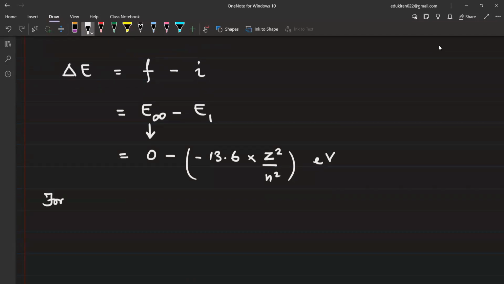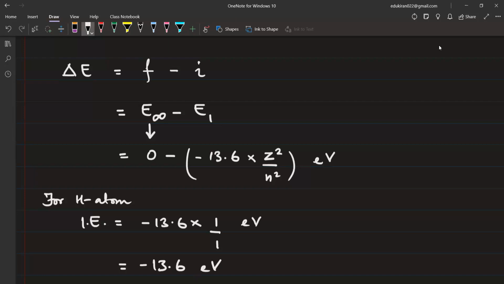For hydrogen atom, negative and negative will get cancelled, and ionization enthalpy will be equal to minus 13.6 multiplied by Z is equal to 1 for the hydrogen atom. N is also equal to 1 because it is 1, and electron volts, that means ionization enthalpy for hydrogen atom will be minus 13.6 electron volts. Is this clear? Yes or no?